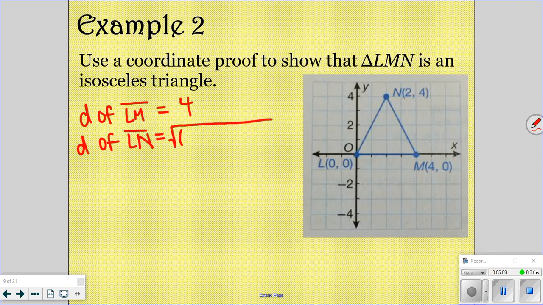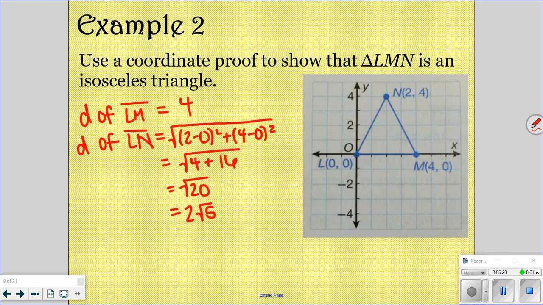So x2 minus x1 squared plus y2 minus y1 squared, which would be 2 squared, 4, and 4 squared, 16, which is the square root of 20, which if you simplify that is 2 square root of 5. And then we can find the distance of MN.